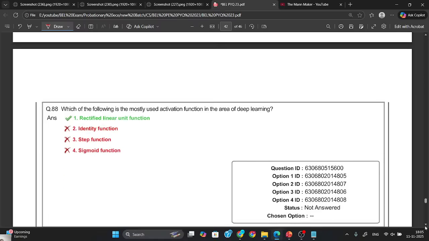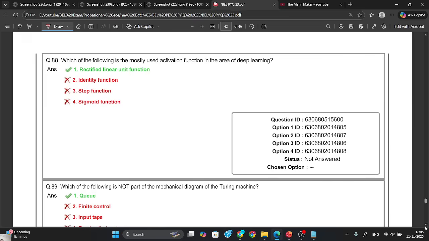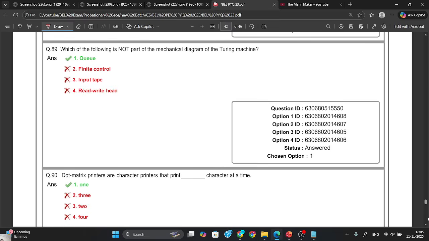Now the next one: which of the following is the most used activation function in the area of deep learning? So we have the rectified linear unit function. That is your answer. Which of the following is not a part of the mechanical diagram of a Turing machine? So P we have, that is not a part of the mechanical diagram of a Turing machine.